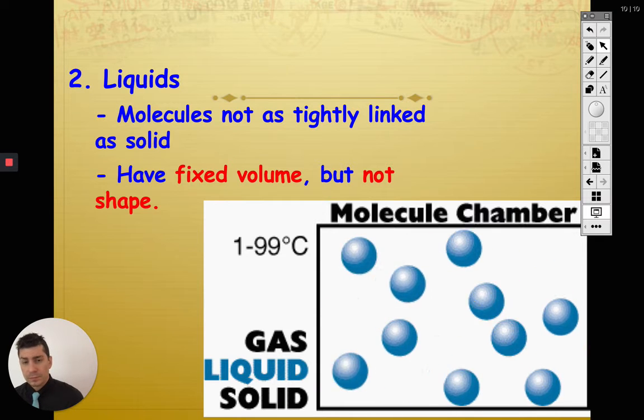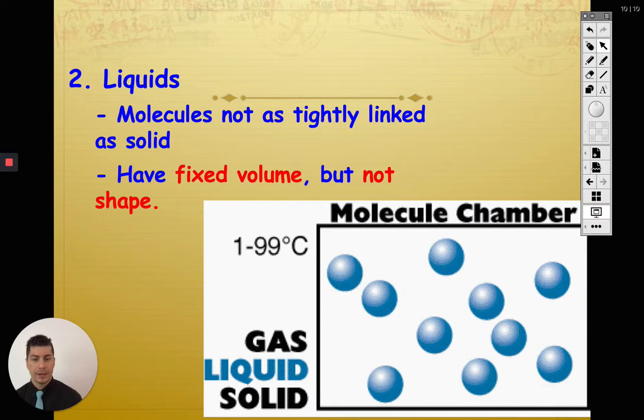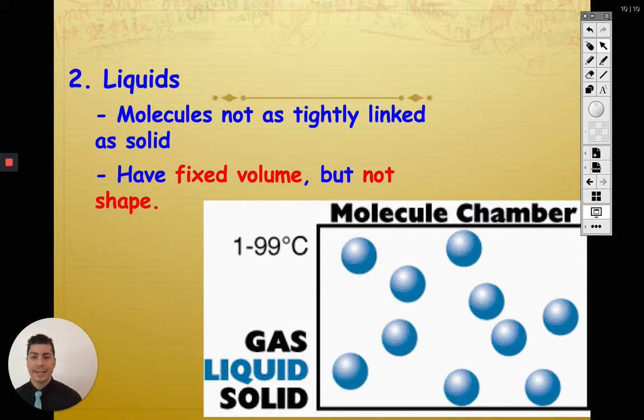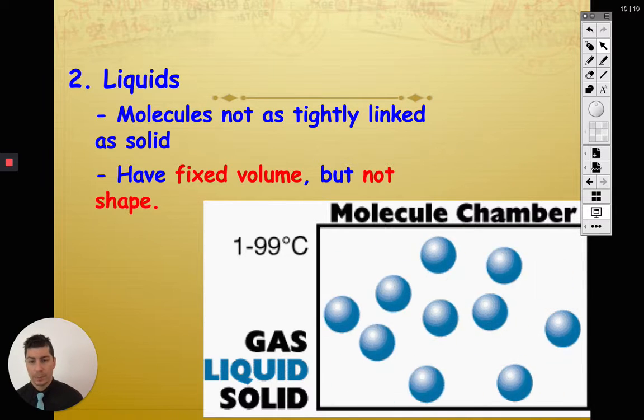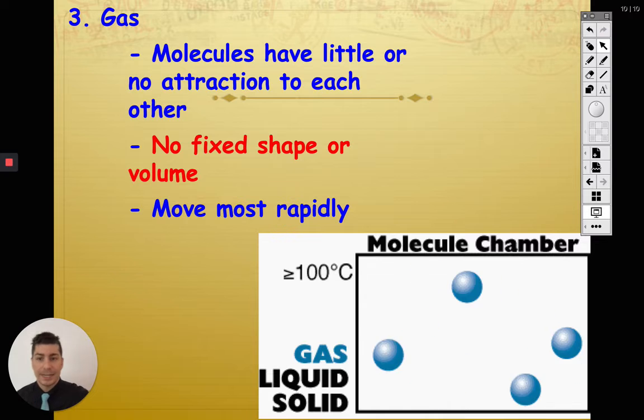Liquids. We talked about liquids at the beginning of this chapter. Liquids have a fixed volume, okay? We know that, like, if you get a pop or something like that, it's 20 ounces. That's a volume, okay? You have 20 ounces of pop, or a 2 liter of pop. But we could change the shape depending on what container we put it in, all right? So that is liquids.